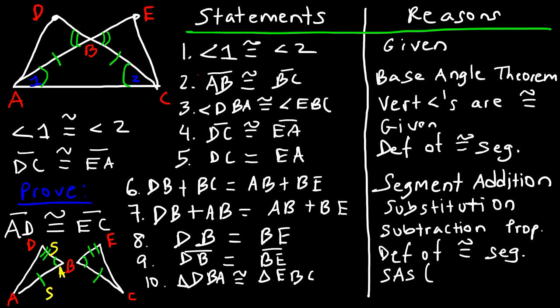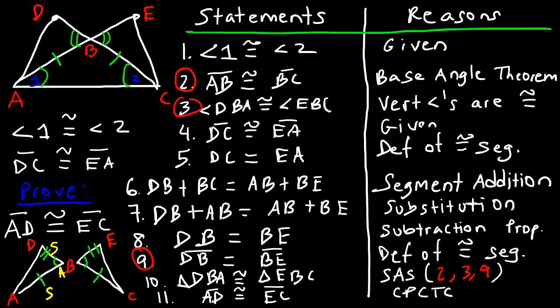And this is based on the side angle side postulate. So we've used number 2, number 3 for the vertical angles, and also number 9. So it's 2, 3, 9. Now finally, we could say that in statement 11, what we're trying to prove, AD is congruent to EC. And so that's based on CPCTC.